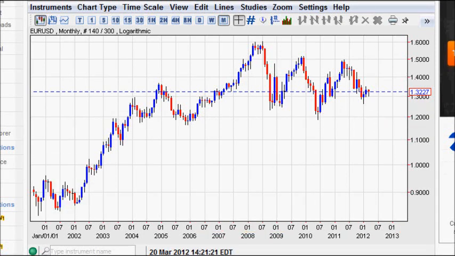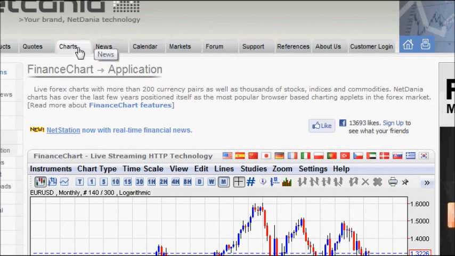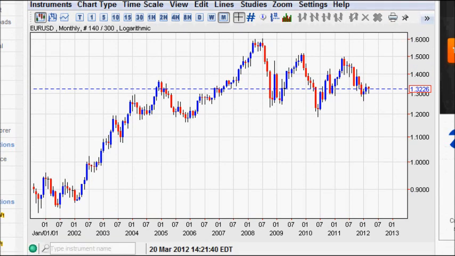Hello, today is the 20th of March 2012, and in today's video I want to go over NetDania and take a look at some of the things on the chart. When you go to the site, just merely click on the charts button. You'll need to run the JavaScript within this and go over a few of these different things that we see on the screen to make it easier to use.